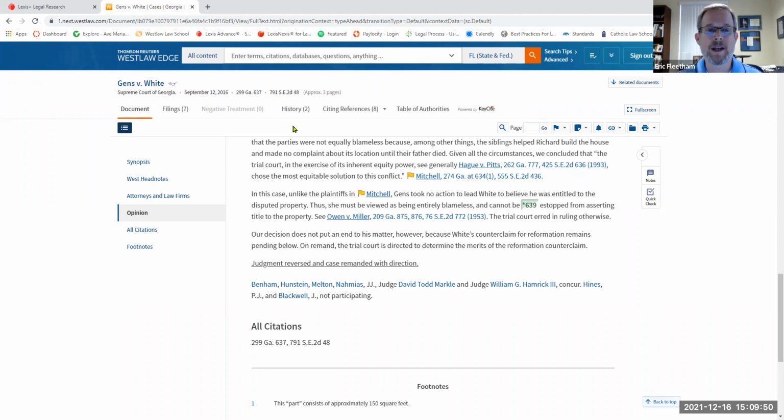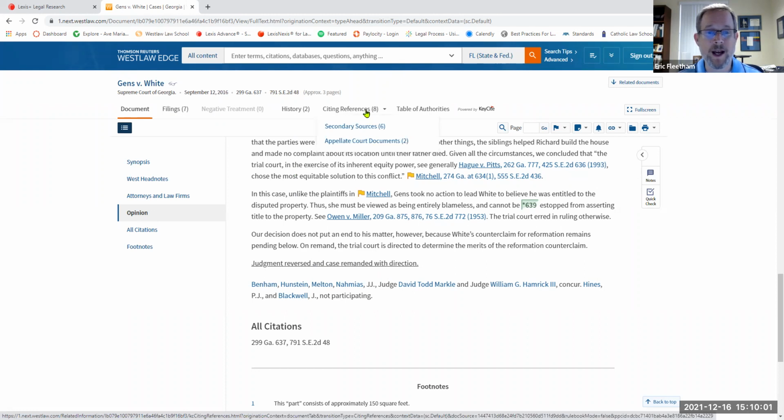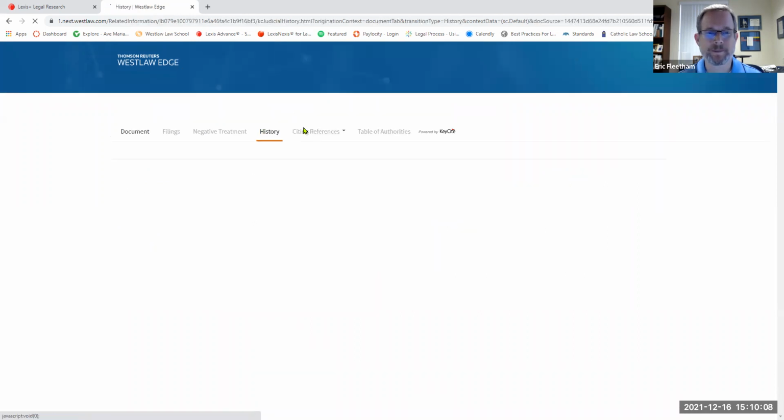Go up to your KeyCite bar. That's the bar with the tabs above your document. So it says filings, negative treatment, history, citing references. I hope you're using citing references a lot. But history, this is subsequent history. So let's click it.